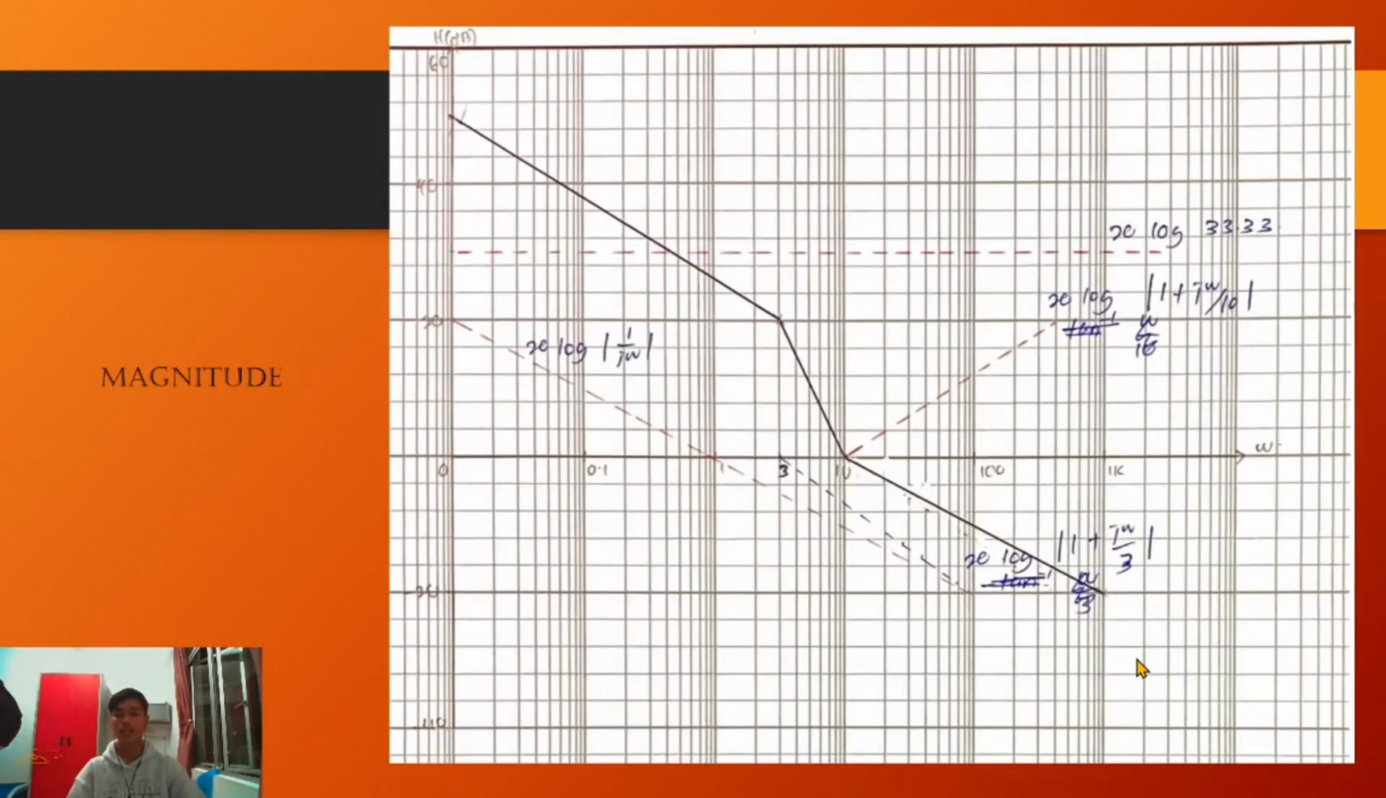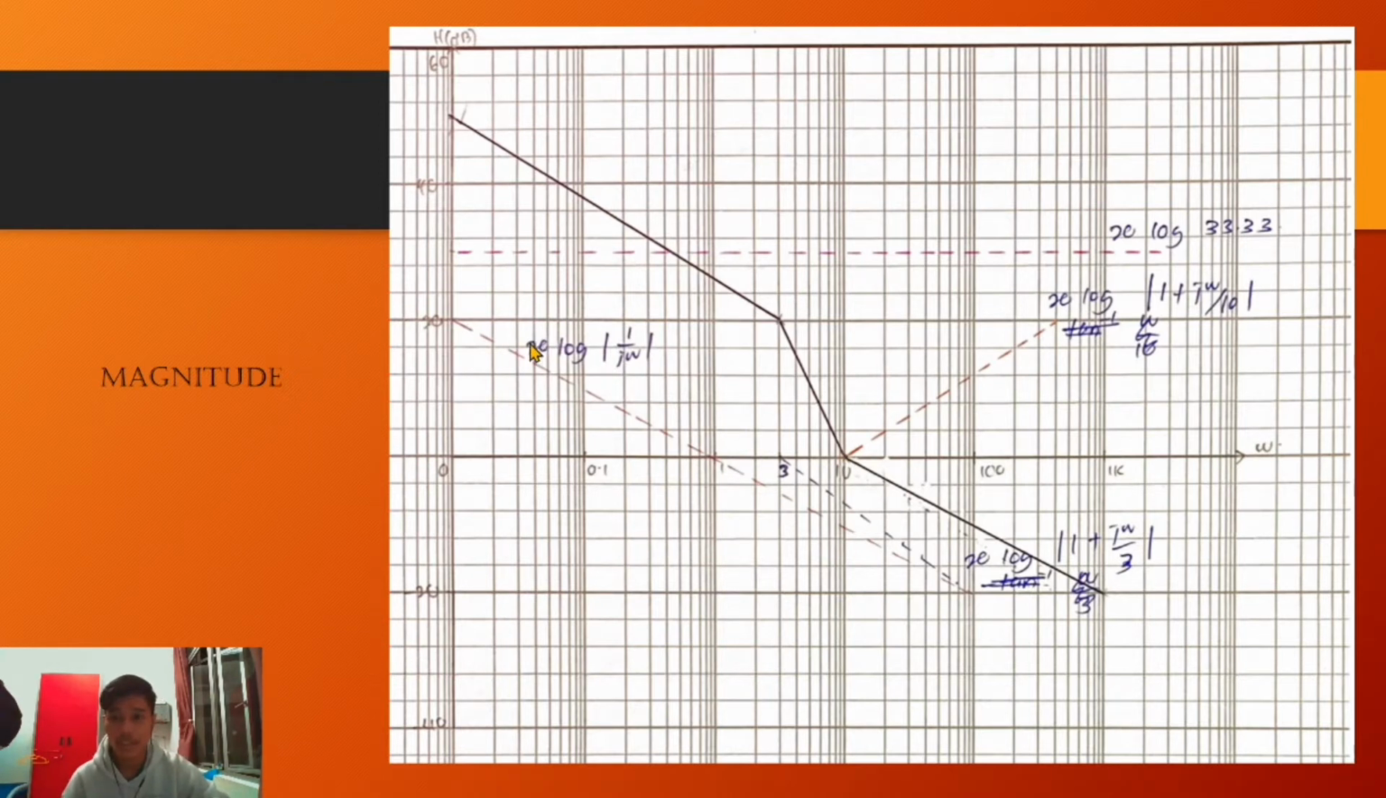So this is the magnitude plot for that transfer function. The purple line is for the gain, the red line is for the pole at the origin, the green line is for the simple zero, and the blue line is for the simple pole.